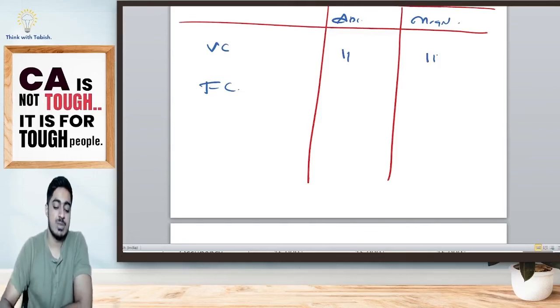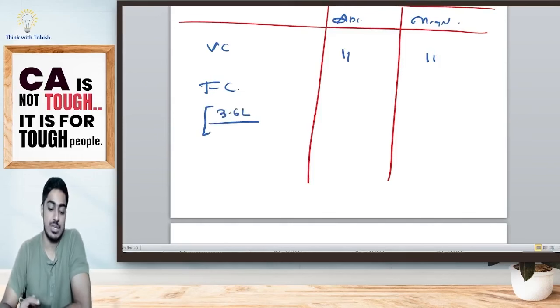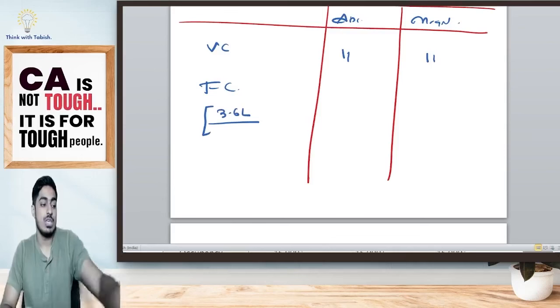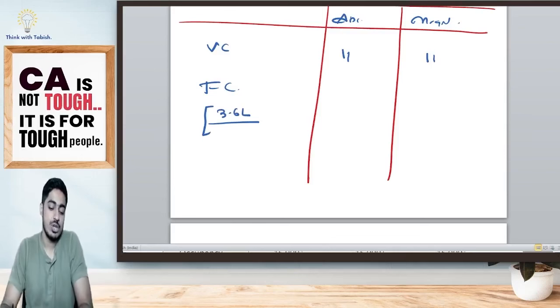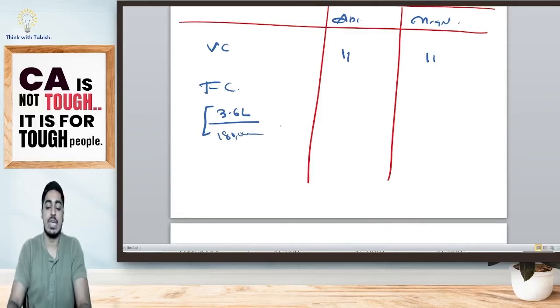What is my fixed cost? I thought that 3.6 lakh is my fixed cost for a year. In a year, how many units will I produce? 2 lakh is my capacity, but will I produce 2 lakh? No, I thought I'll be working at 90%. That means 1,80,000 units I'll be producing. Per unit, how much was my fixed cost?